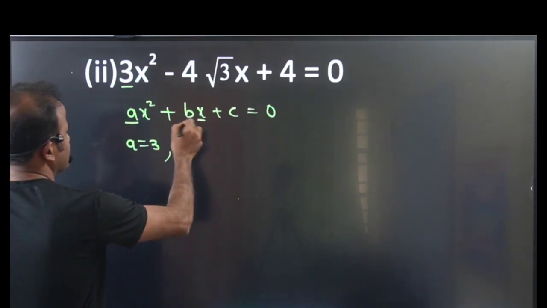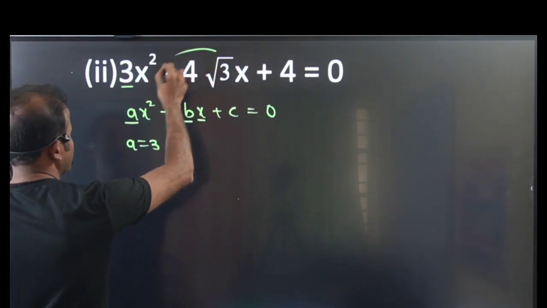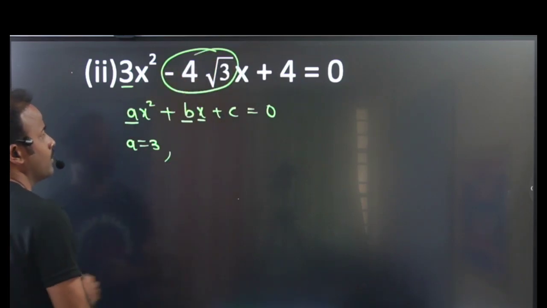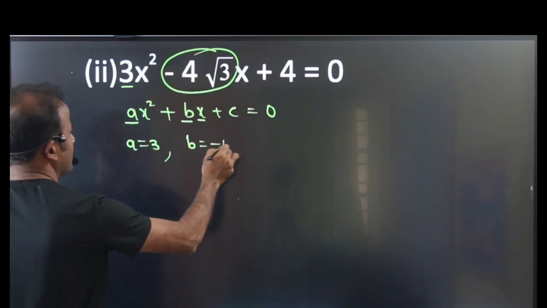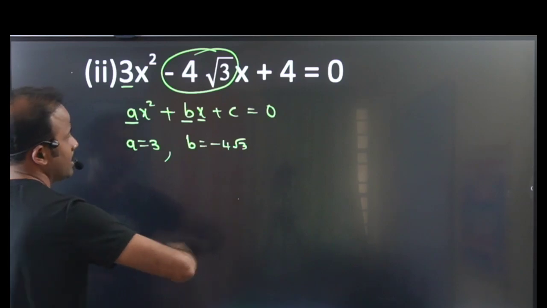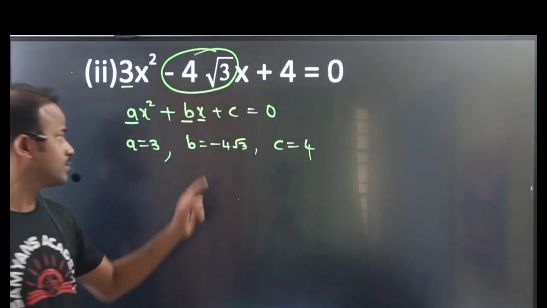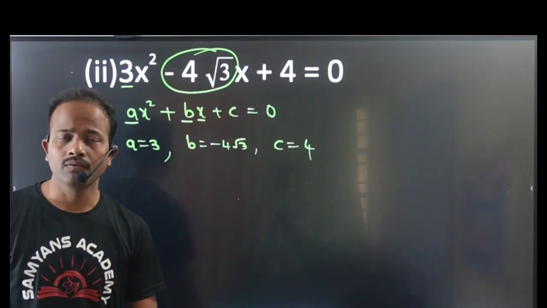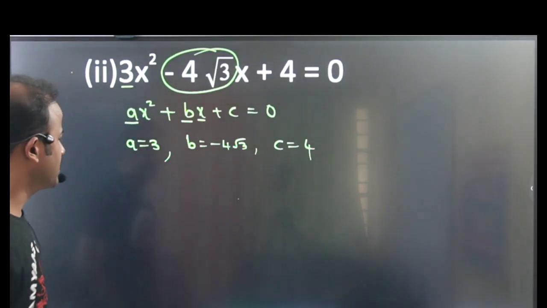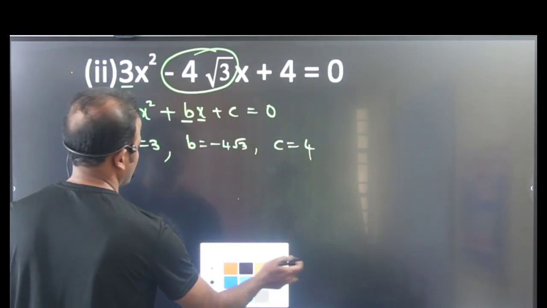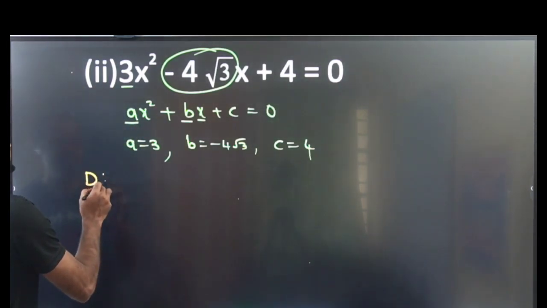Here the x coefficient is b, and the x coefficient is minus 4 root 3. So what is the b value here? Minus 4 root 3. Here the constant term is 4. So a equal to 3, b equal to minus 4 root 3, and c equal to 4. Now you find the discriminant value by using the formula b square minus 4ac.